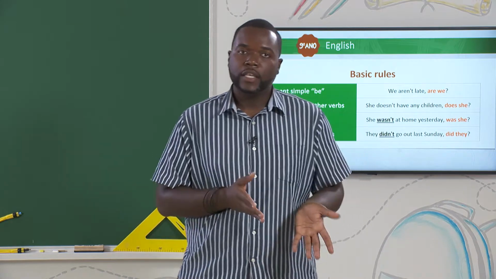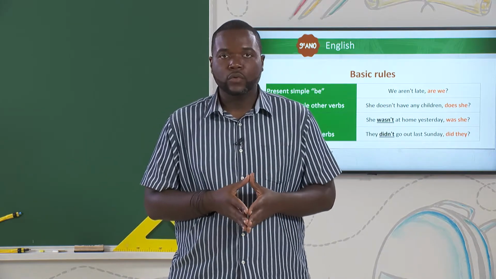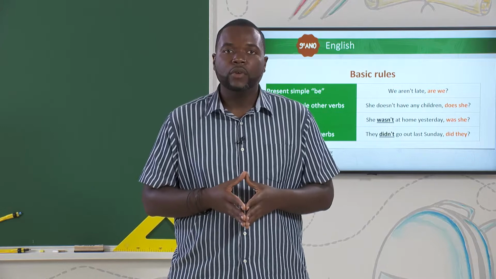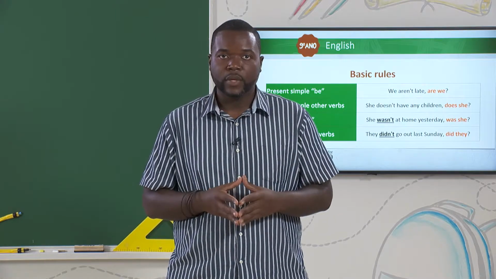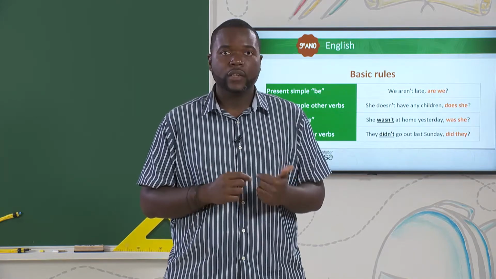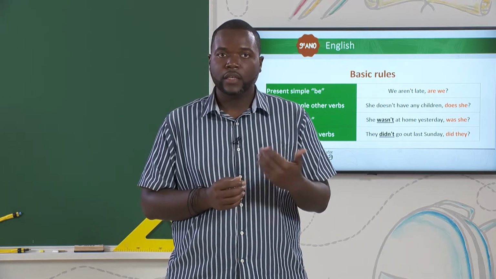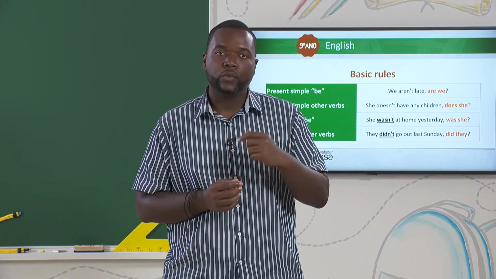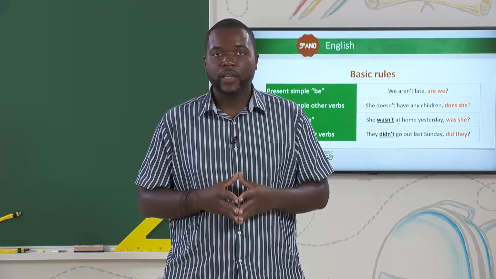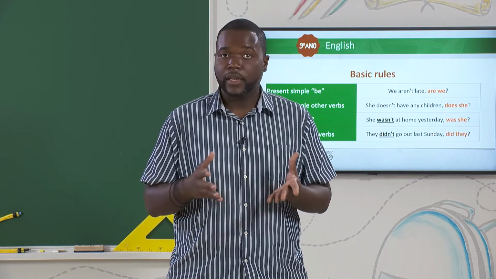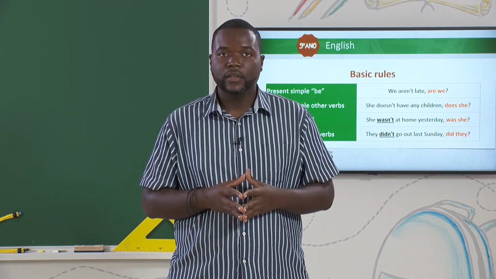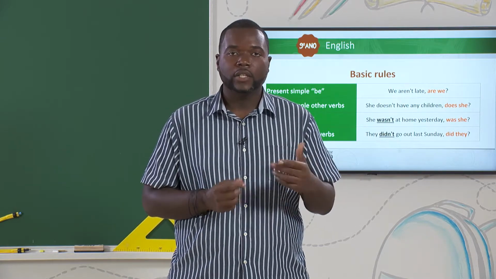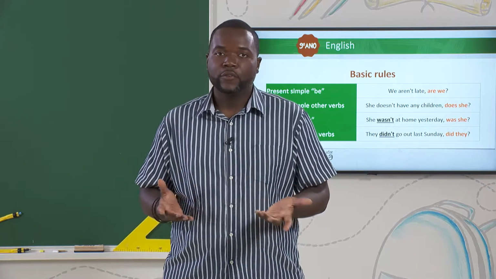Well, students, here we still have the same rule. With the verb to be, we continue to using only it. We don't change to another verb. The main clause, we aren't late. We have the verb to be in the negative. We are not, we aren't. And you already know when the main clause is in the negative, the second clause is going to be in the affirmative. We aren't late, are we? Let's continue.